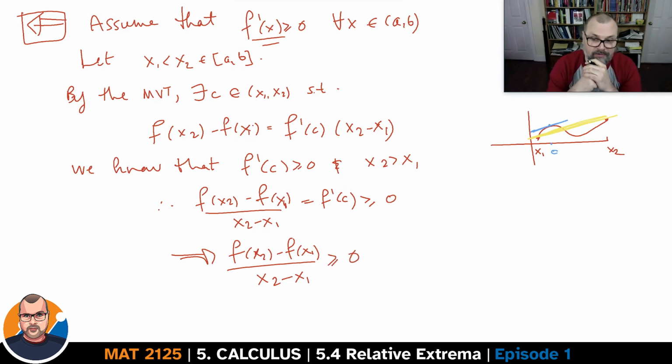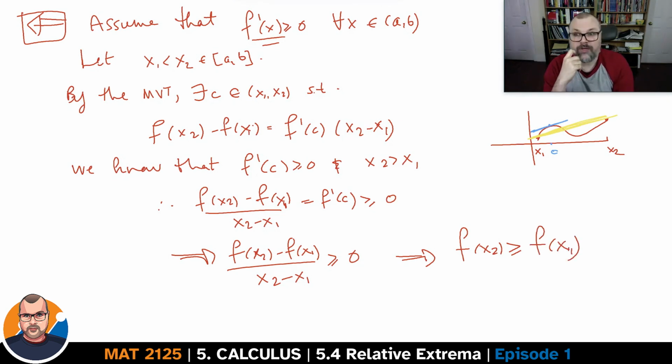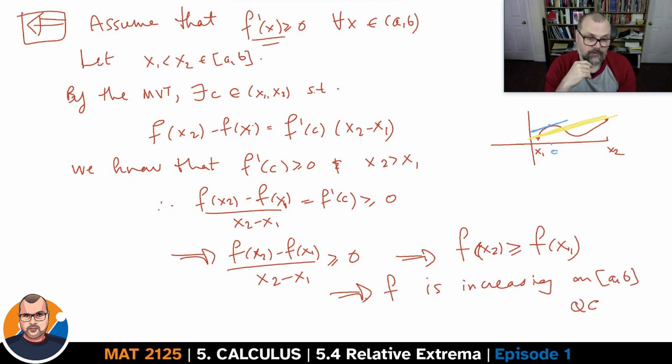Since this is non-negative, the ratio is non-negative. We picked x1 and x2 arbitrarily. We didn't specify which ones they were. We just said, let's assume that x1 is smaller than x2. We concluded, using the hypothesis that f prime was greater than or equal to 0, that f at x2 had to be greater than or equal to f at x1, which is to say, f is increasing on the interval.